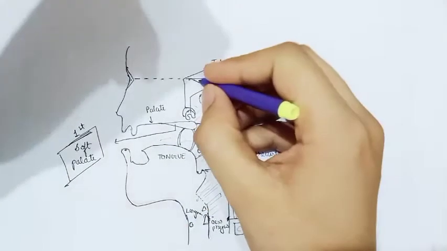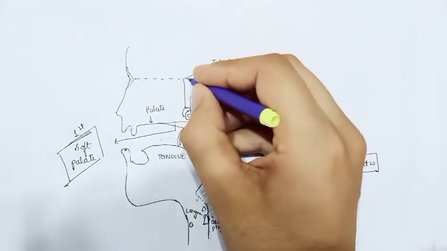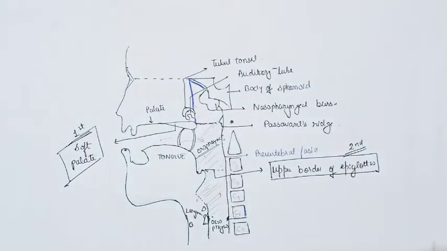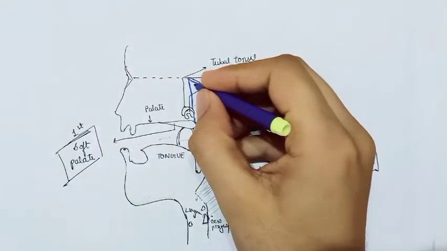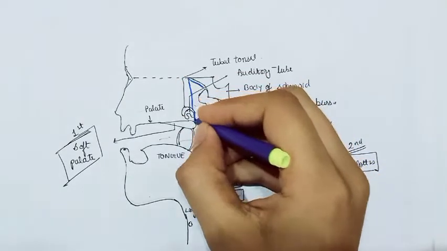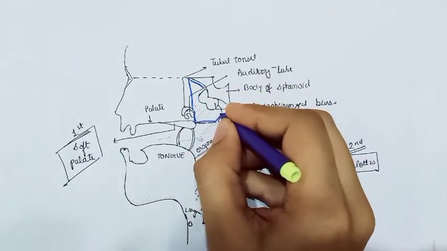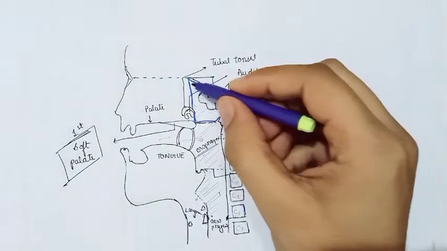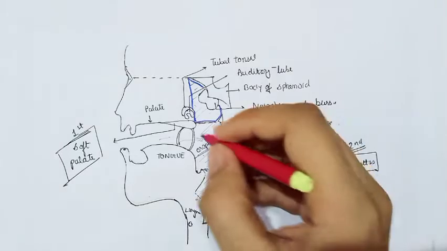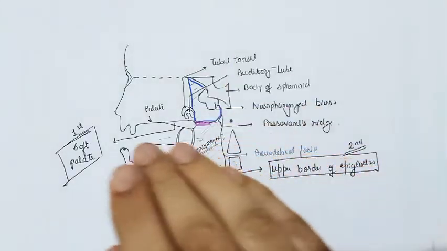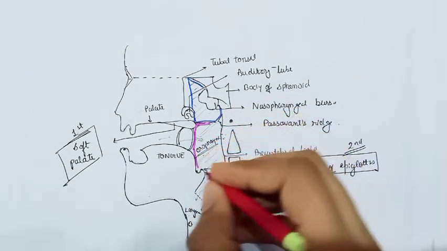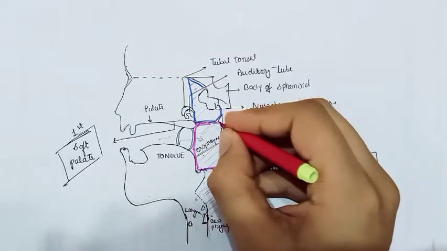So this is the base of the skull behind the nasal aperture. From the base of the skull, behind the posterior nasal aperture, till the level of the soft palate, we have the nasopharynx. All of this part is the nasopharynx. And what is the extent of the oropharynx? From the lower border of the soft palate behind the oral cavity till the upper border of the epiglottis.